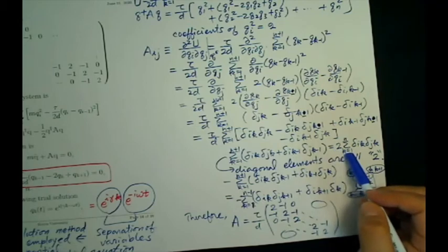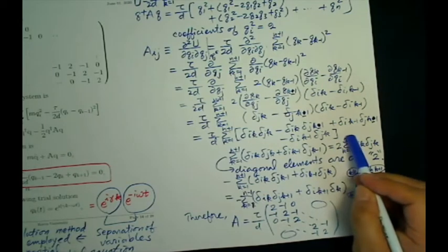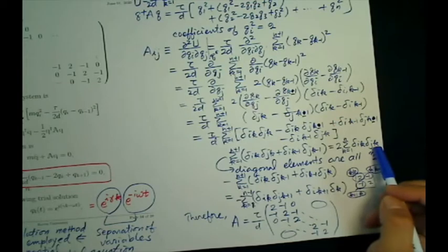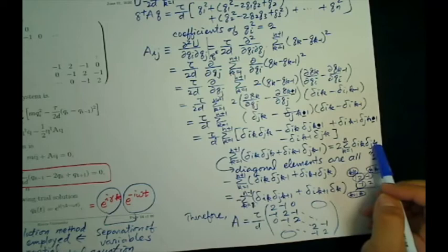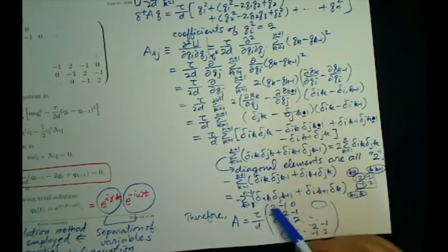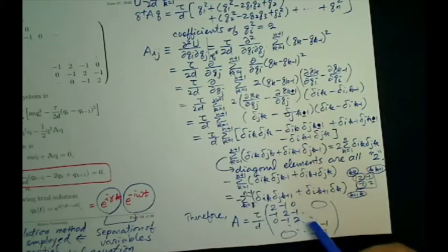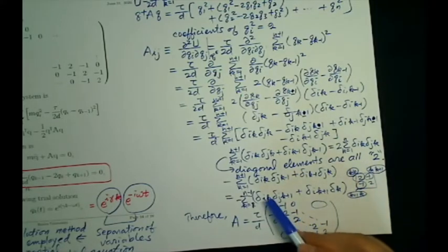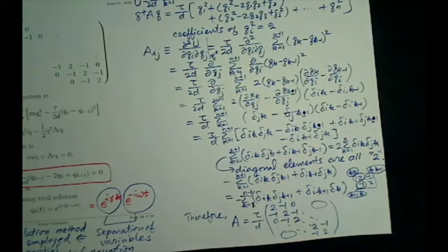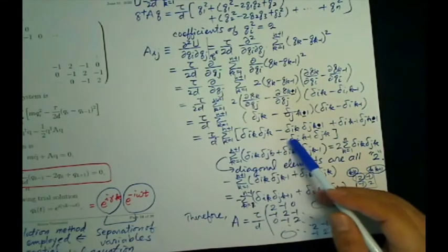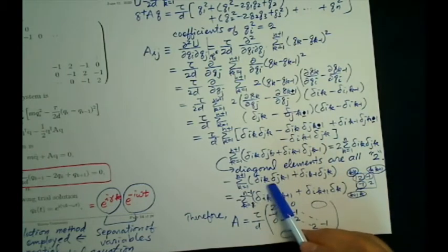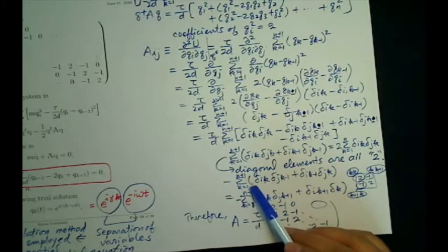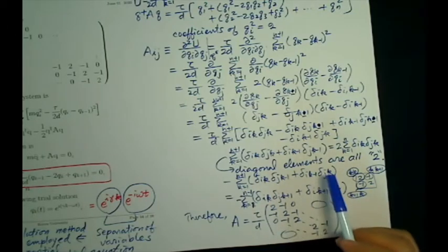So 2 times the sum over k from 1 to n of delta ik, delta jk. That means this contribution is 2 for diagonal elements. All of the diagonal elements, k equals 1, k equals 2, k equals 3, up to k equals n, are 2, right? And then we have these two pieces, which can be written in the same form. Just copy it, with k running from 1 to n plus 1.